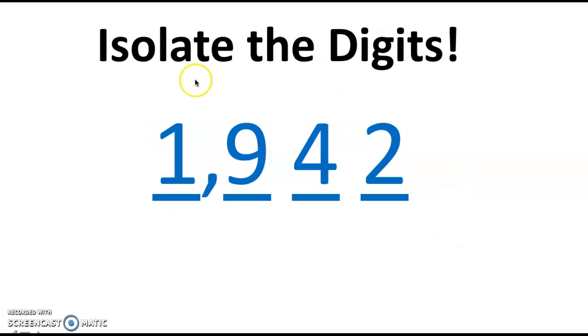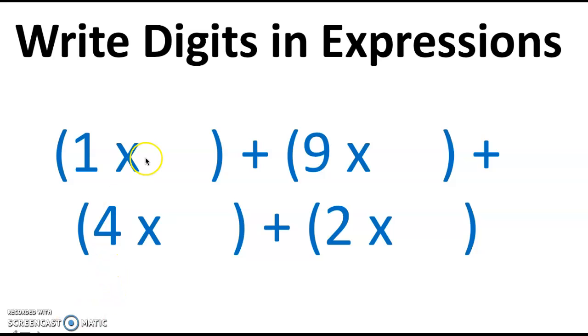So as a whole, this number is 1,942, but individually, I've got a digit 1, I've got a digit 9, a digit 4, and a digit 2. My next step would be to write down each of these digits in an expression with a multiplication sign, with parentheses, and all connected using the addition sign. Because remember, all of these numbers are together. They're representing one number. However, we're just representing it in an expanded way to show the place value of each digit.